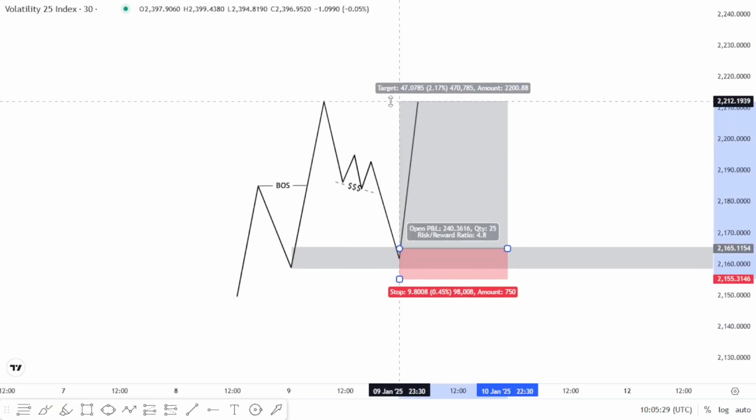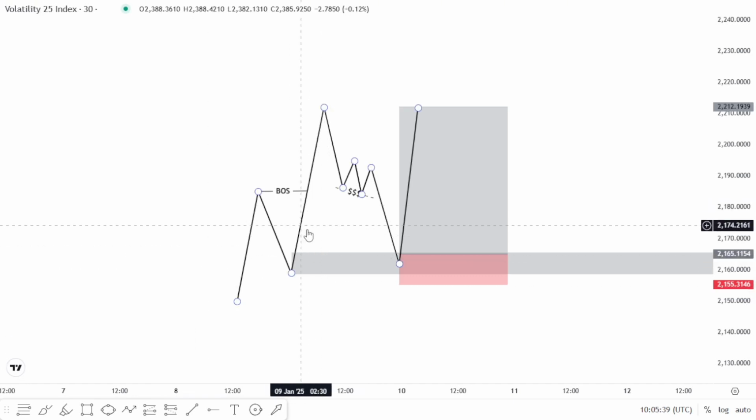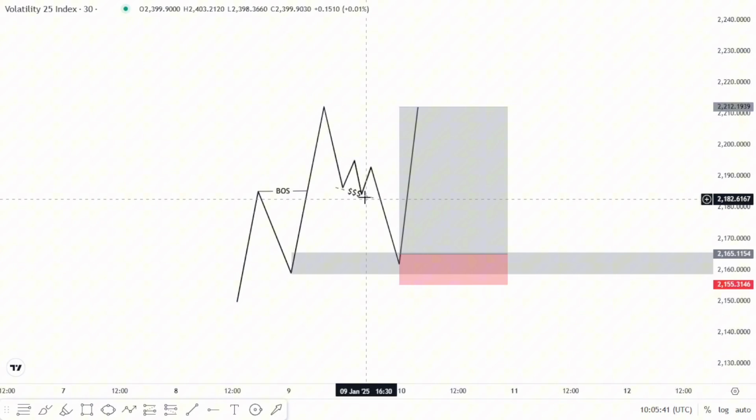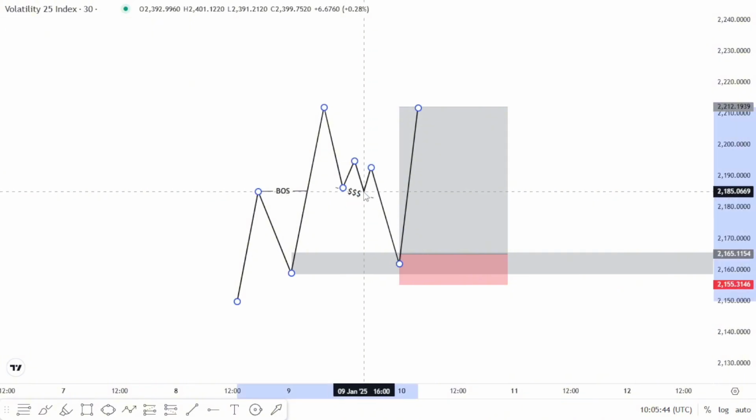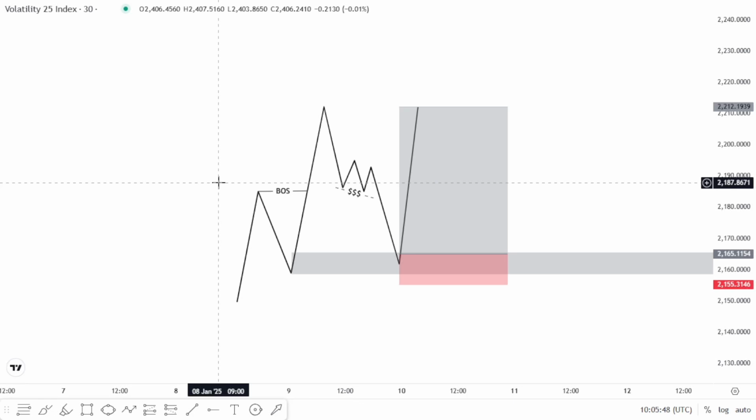So first, like I said, you identify the trend of the market, and then you identify the break of structure, then you mark out your supply and demand zone, and then the structural liquidity, which happens. So we're just going to go down to the main chart and look at a few examples of this.